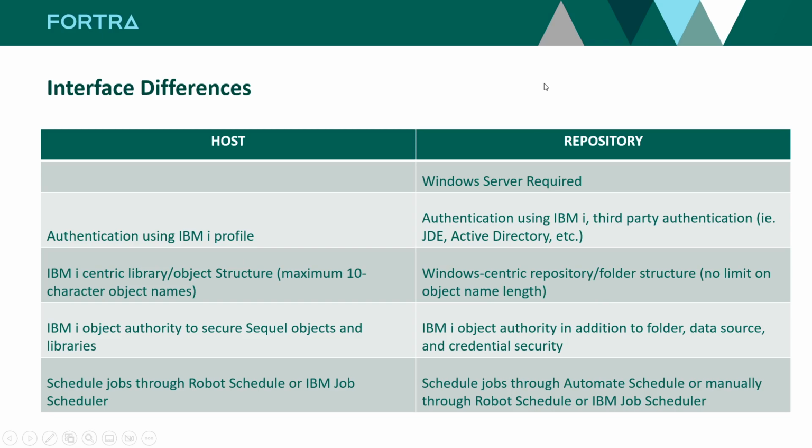Let's take a look at and compare and contrast the differences between host, and again that's what we refer to as the current interface, or repository. So the first major difference is that in repository mode we do require an intermediary server, a Windows server. It doesn't have to be super robust. It can be a VM as long as we have a static IP address. But we do need that to help serve all the additional functionality that's available.